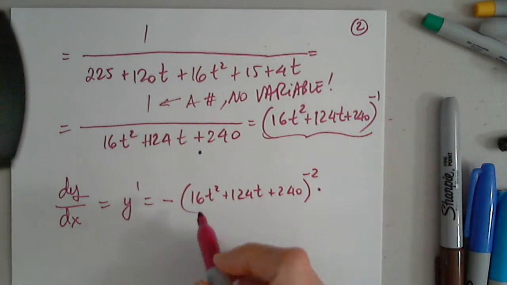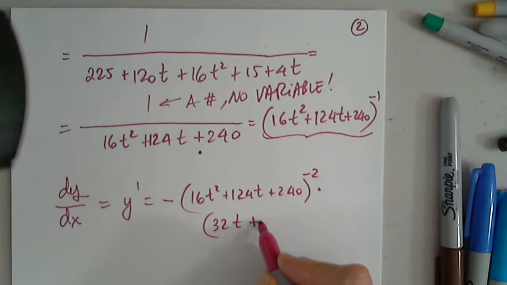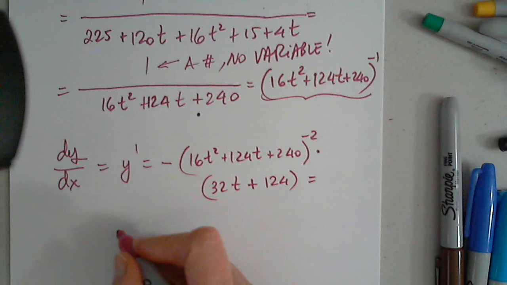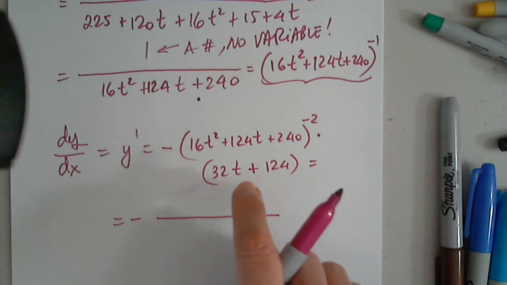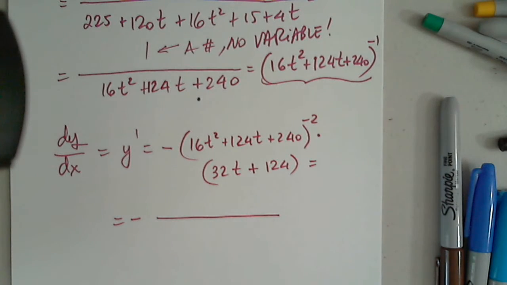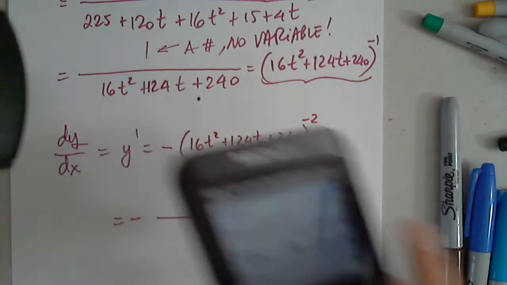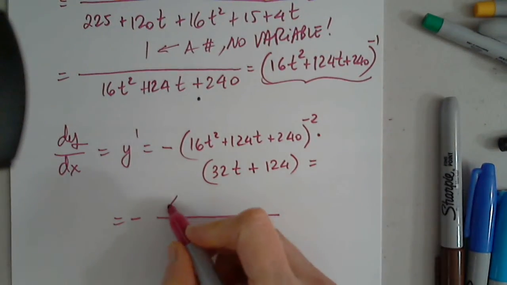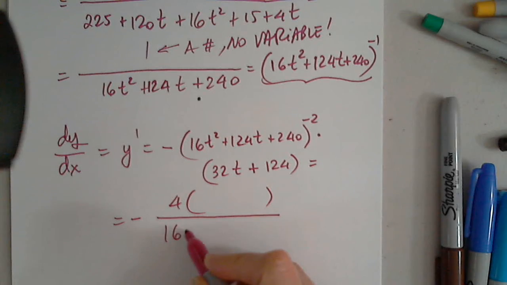I don't have enough room. I'm going to continue here. 32t plus 124. That's it. Great job. Thank you very much. So then we have negative. The top, let's see what I can factor out. Can I factor out from 124 more than 4? No, I cannot take more than 4. I'm going to take 4 out. So I have 4. All this goes back to where it came from, into the denominator.